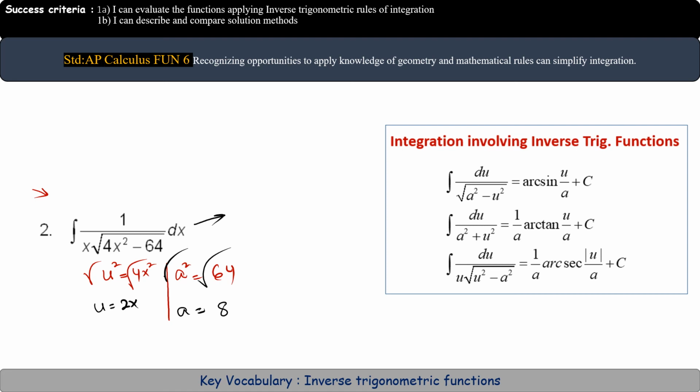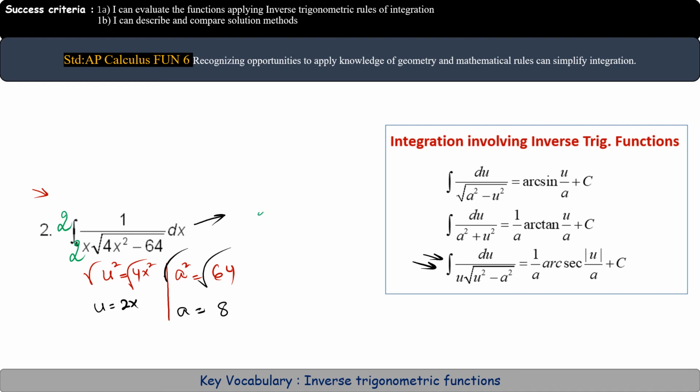Now look closely. This question is written in the form of the secant inverse formula. What is our u? Our u is 2x, whereas only x is written inside the integral sign and outside the radical sign in place of u. So we will write the 2 in the denominator. Since we are dividing here, we will multiply by 2 on the top and outside the integral sign. Now it is written perfectly like the formula is written.